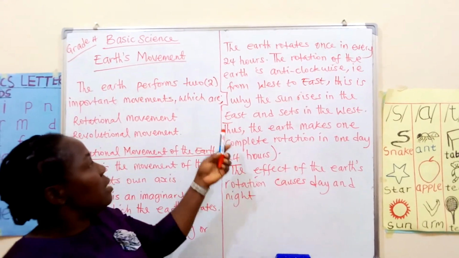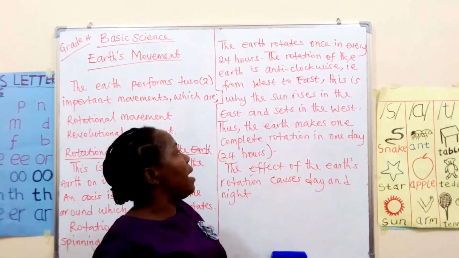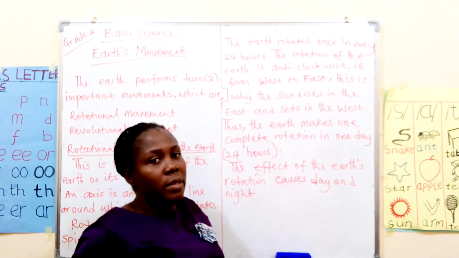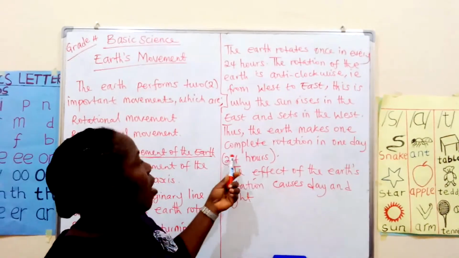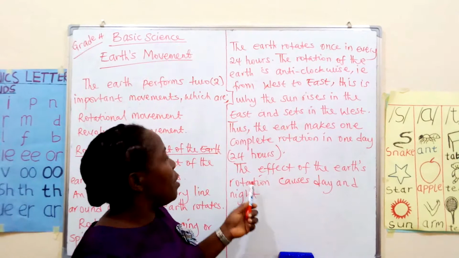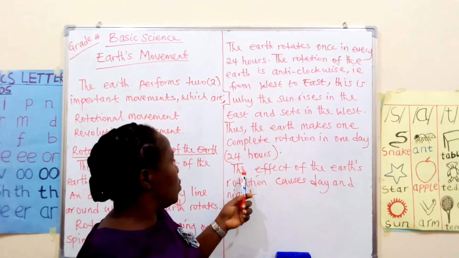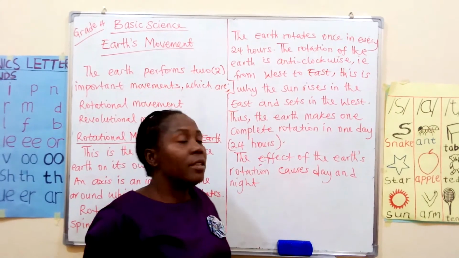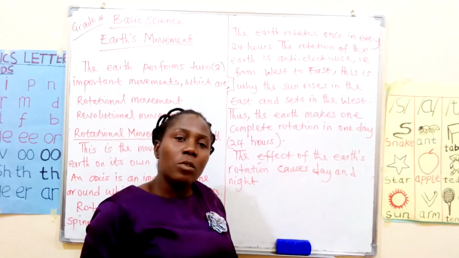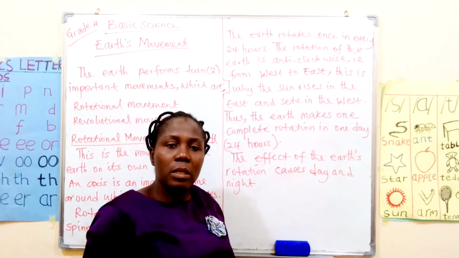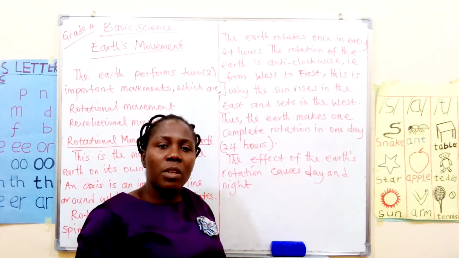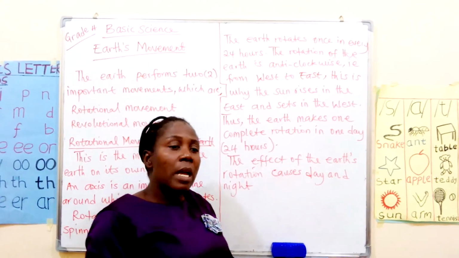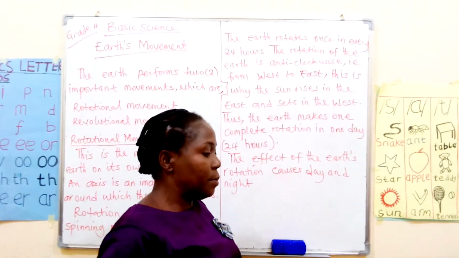And this is why the sun rises in the east and sets in the west. Thus, the Earth makes one complete rotation in one day, that is 24 hours. The effect of the Earth's rotation is that it causes day and night. That is what we want to quickly look at here.